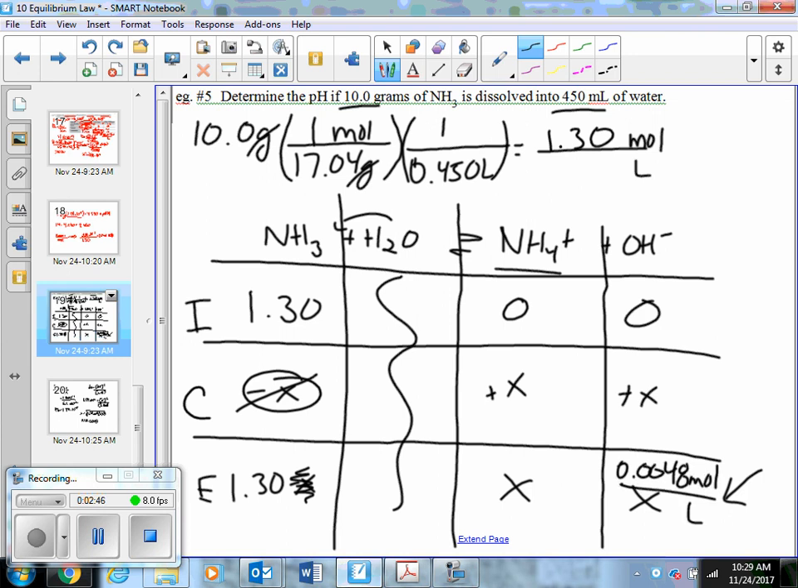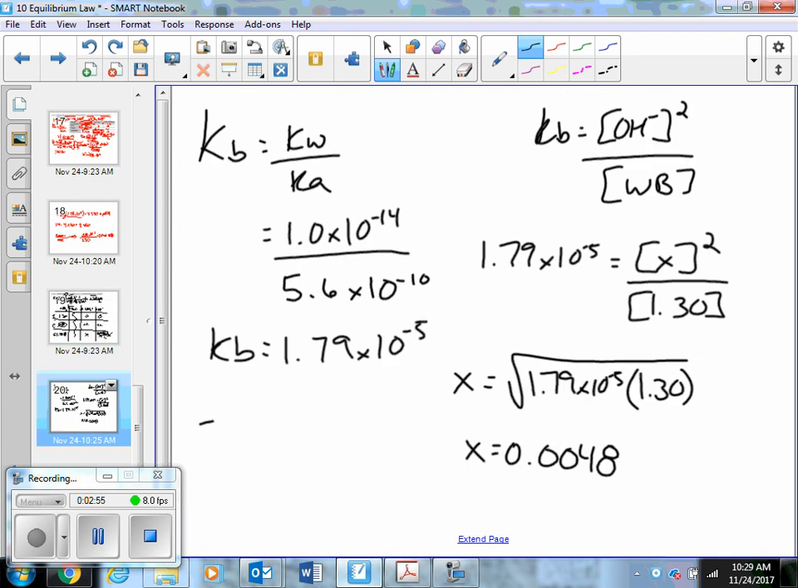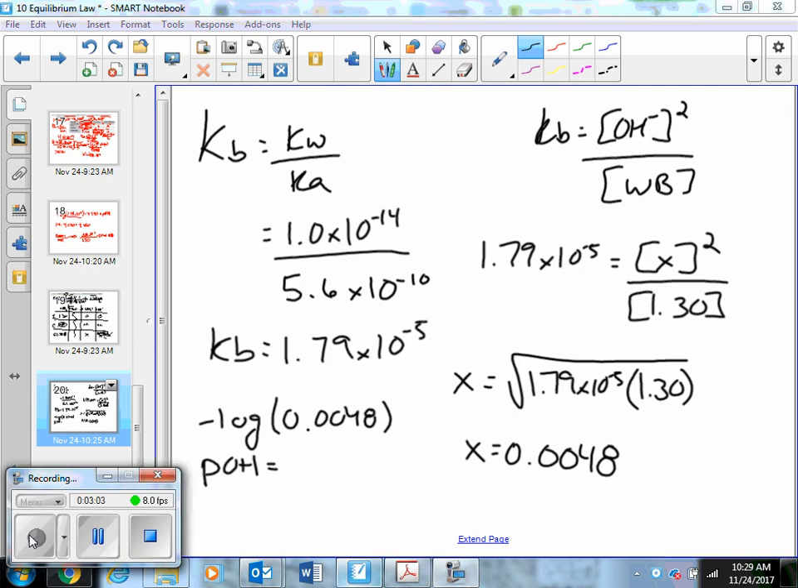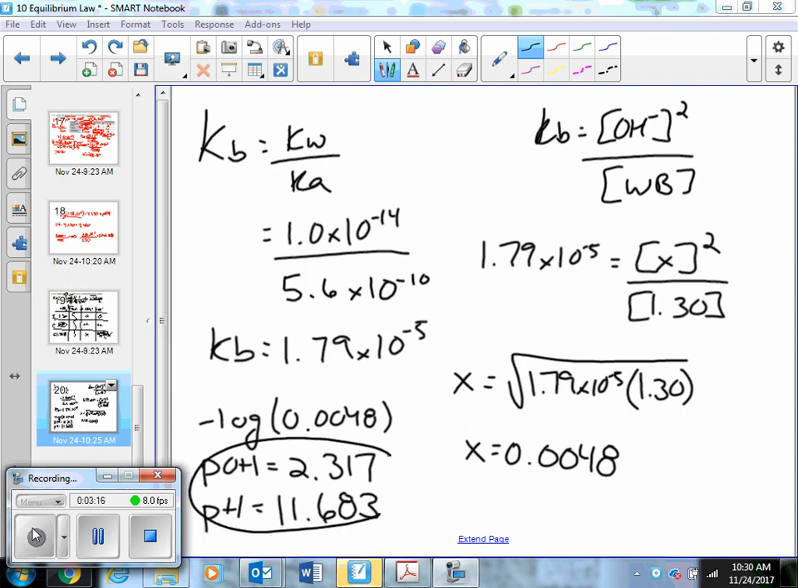And now I can use that to find the pOH, but the question wanted the pH. So we'll take negative log of the hydroxide concentration to give me a pOH of 2.317. So subtract from 14, and we get 11.683 for the pH.